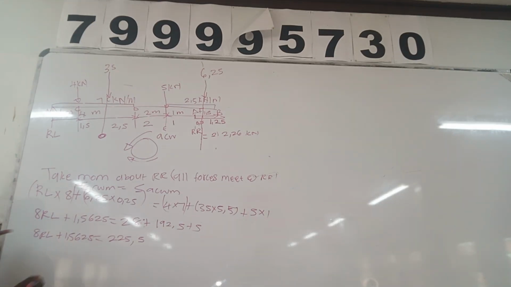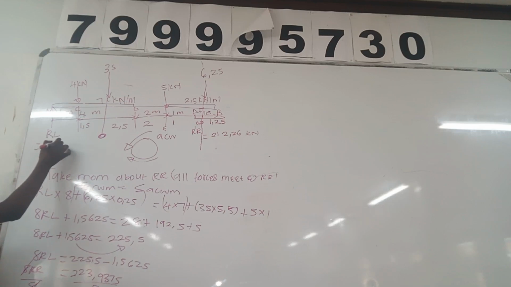The total here is 225.5. Then we take this one to the other side. When you jump the equal sign, you have a minus. So 8 RL is equal to 225.5 minus 1.5625, which is 223.9375. We need to divide by 8 on both sides. This 8 cancels this one, so RL is equal to 27.99 kilonewton.